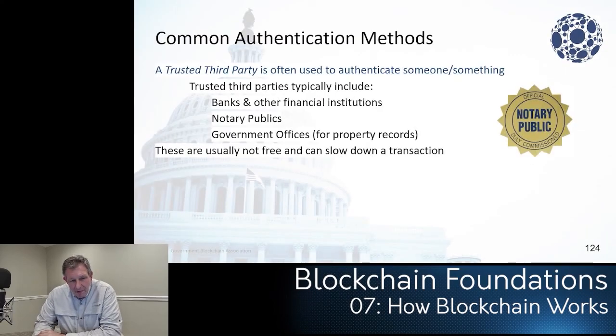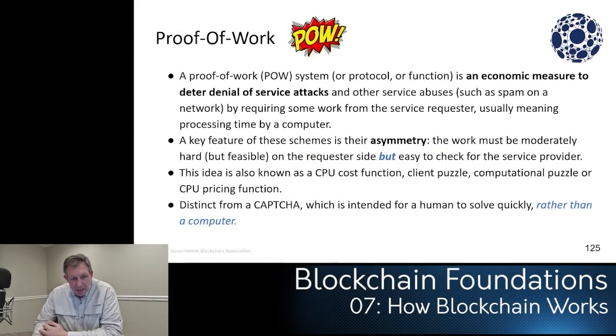We also have the concept of authentication methods, right? If you're going to use a trusted third party, how are some ways that you can authenticate that something is true and real? You can use a notary public, a financial institution, a government office. These are typically referred to as authentication methods or authentication bodies. And then the last couple concepts we're going to talk about is consensus mechanisms. The most common one that we hear about is proof of work or proof of stake.